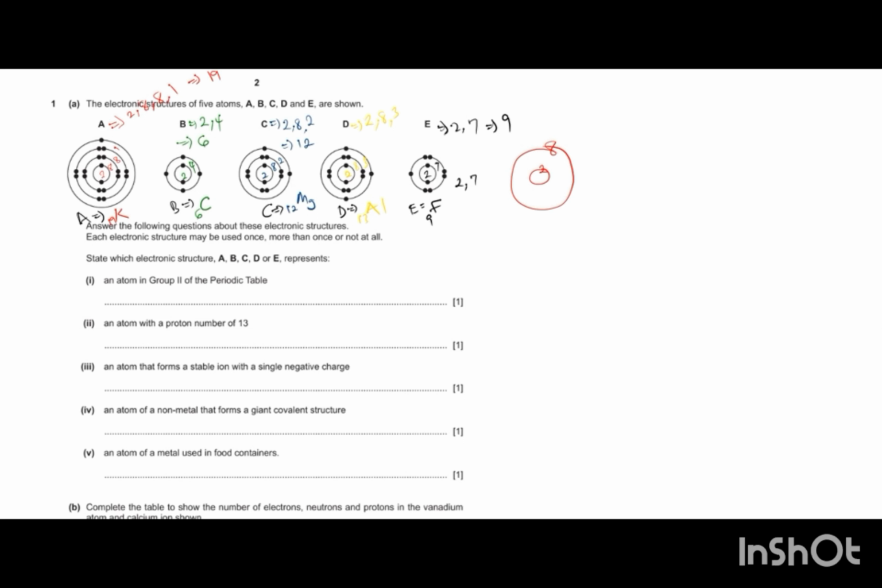So now we are looking for an atom in group 2. An atom in group 2 is the one that has 2 in its outer shell.